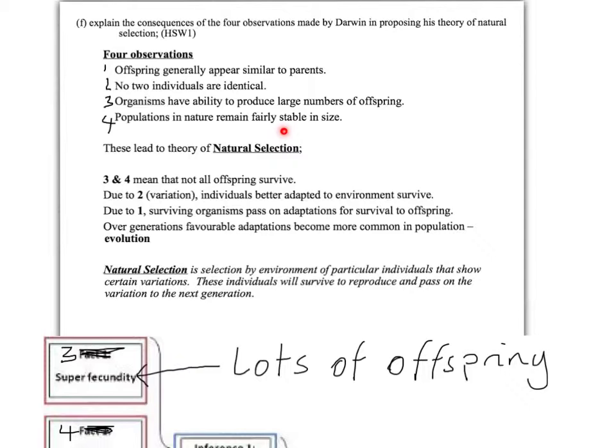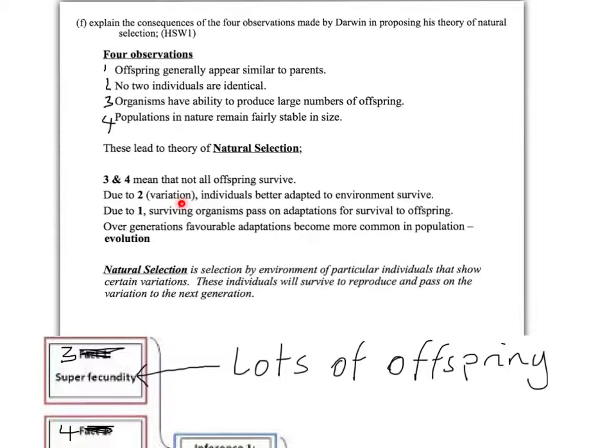So how he used these observations to make some inferences which led to the idea of natural selection. Ideas 3 and 4 mean that not all these offspring survive. Large numbers of offspring, but stable population size. Therefore, not all the offspring survive. And then because of 2, because of variation, what he proposed was that the individuals that did survive were better adapted to their particular environments. So their adaptations influence their survival. Conversely, individuals poorly adapted to their environment had less chance of survival.